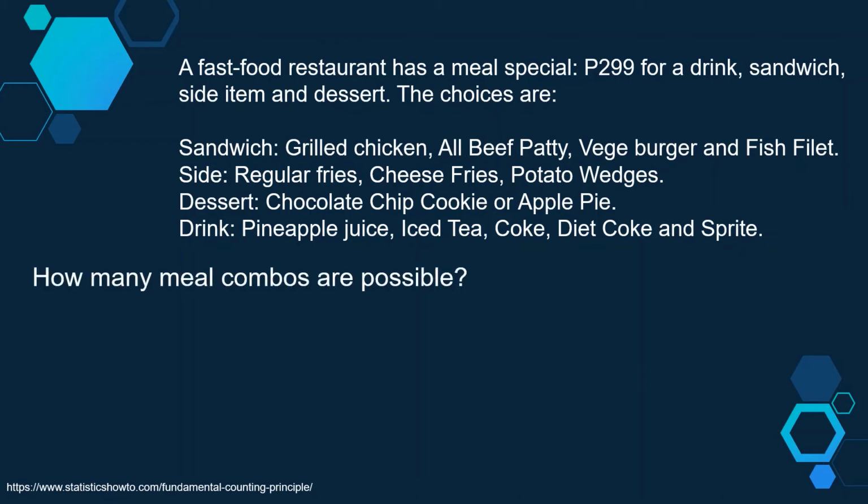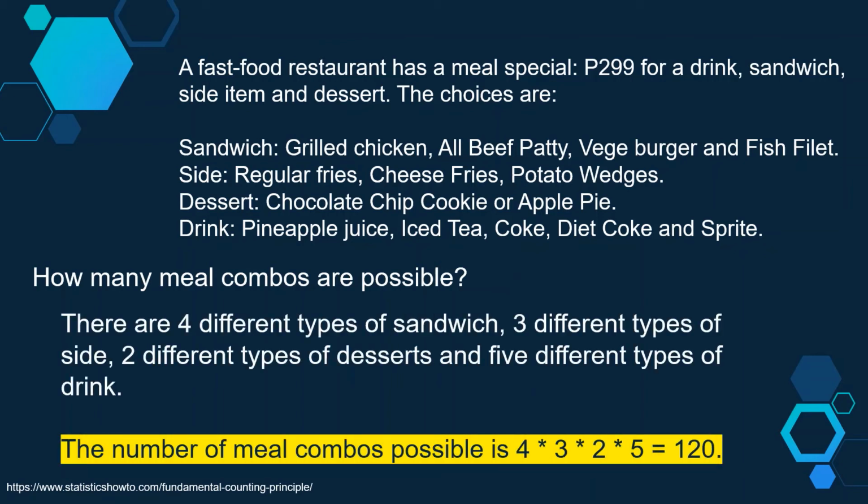Okay, so kailangan natin yung number o yung bilang ng choices natin sa bawat item. So there are 4 different types of sandwich. Meron kang 3 types ng side item. Meron kang 2 types ng dessert. At saka 5 types ng drinks. So ang gagawin lang natin is imumultiply lang natin itong mga to. So we have 4 times 3 times 2 times 5. And there are 120 possible combinations ng meal.